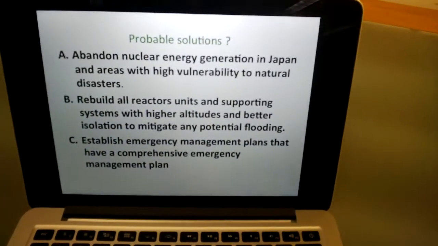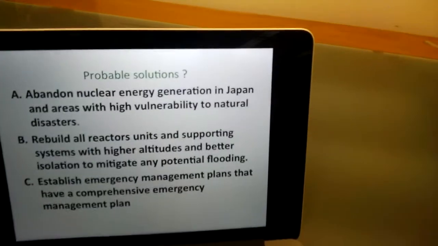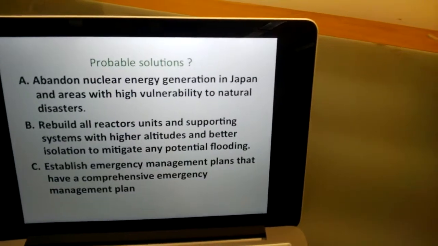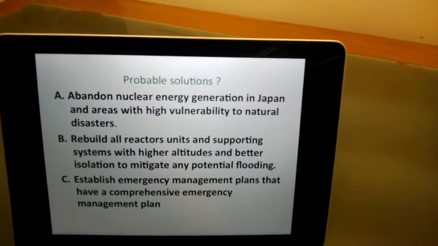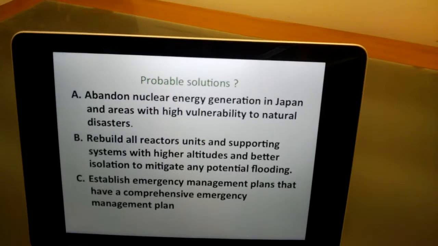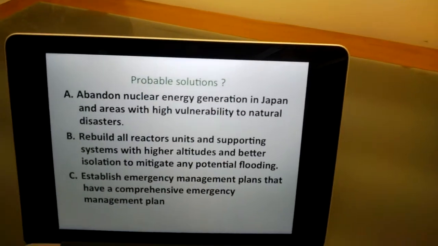Other solutions could be to rebuild all reactors or redesign them with higher altitudes or better isolation to mitigate any potential flooding. These solutions might cover some of the effects, or mitigate some of the problems, but would not prevent them completely.